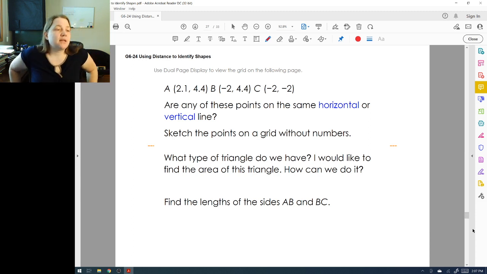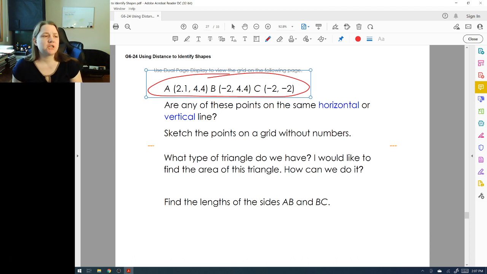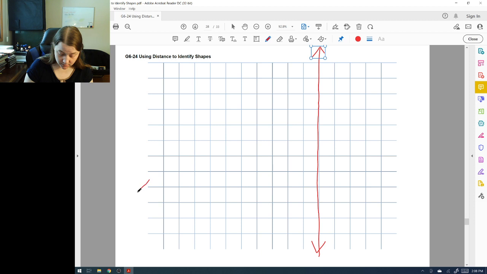The last thing we're going to look at is this shape. Take a minute, try to figure out what shape this is going to form. Are any of these points on the same horizontal or vertical line? Let's see if we can figure out how to find this area. So what we're going to do is create a nice coordinate plane here. You can see that I put the center a little bit differently this time, not a huge deal.